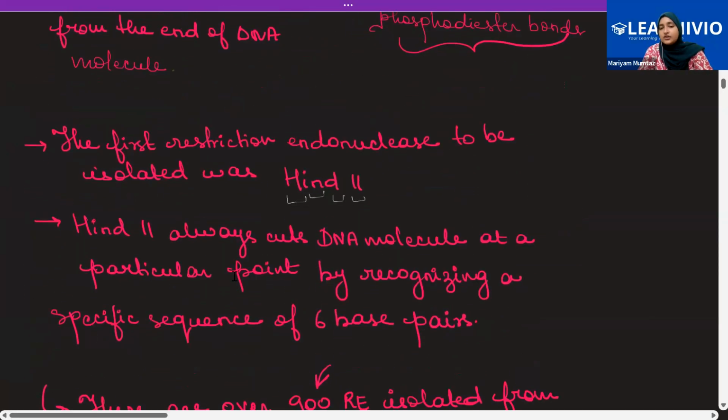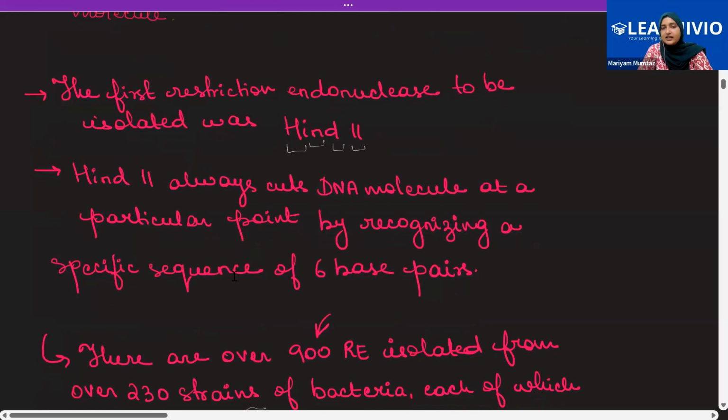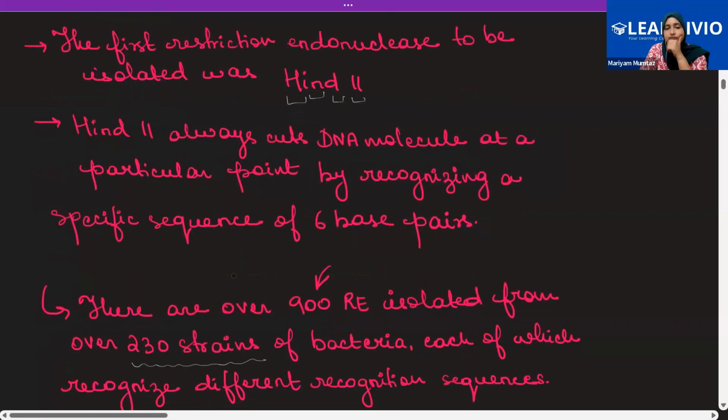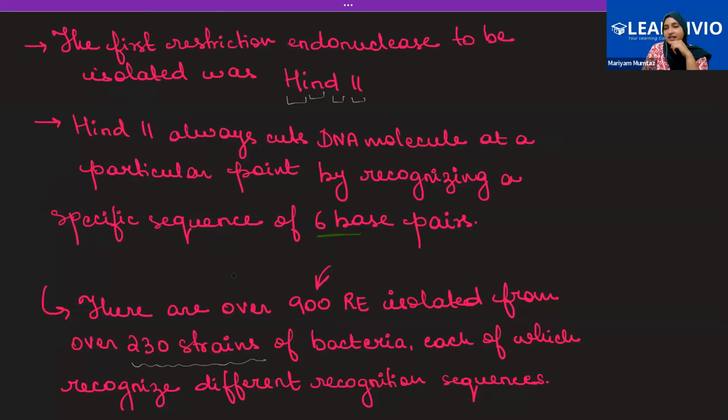Now, the first restriction endonuclease that was isolated was HindII. And how does it function? It always cuts the DNA at a particular point. Now, remember students, every DNA has a specific point where it will be cut by the restriction enzyme. So it recognizes a sequence of 6 base pairs. Once it is done recognizing, like for example, ATGC, once it's done recognizing the 6th one, then it will cut over there.